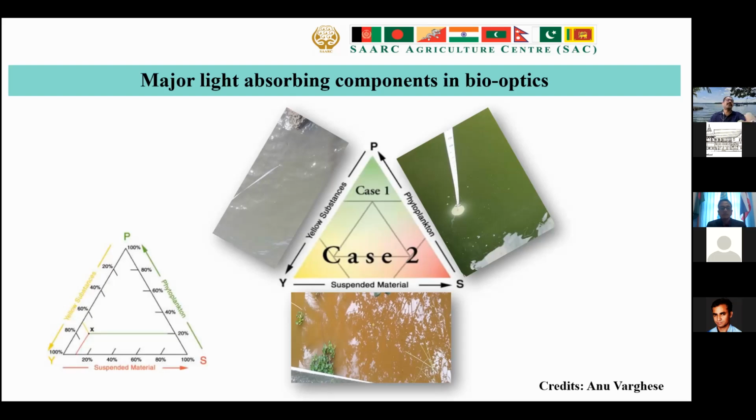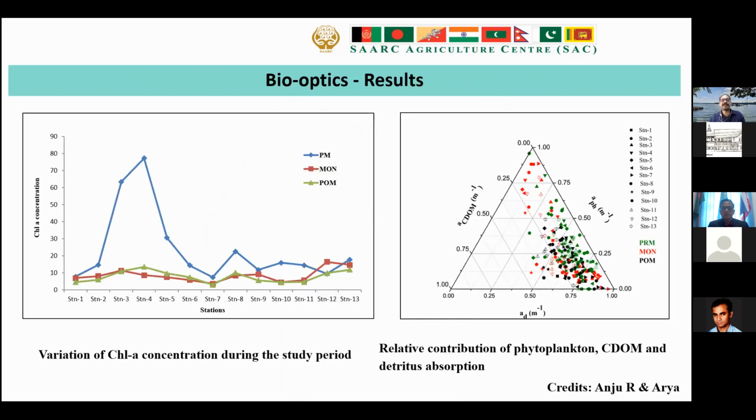So you can see, I was telling you about the yellow substances. The water will be like this. These are all images from the lake. If it is greenish, there is a phytoplankton bloom or a phytoplankton component present there. If it is heavily turbid, there is a lot of suspended material present in the location.